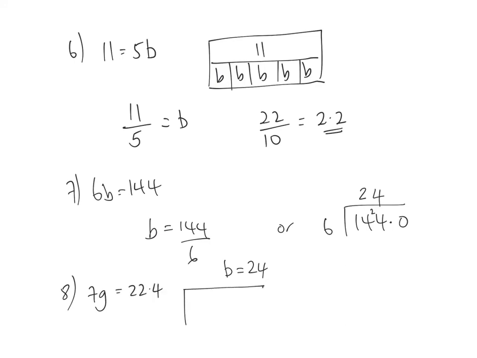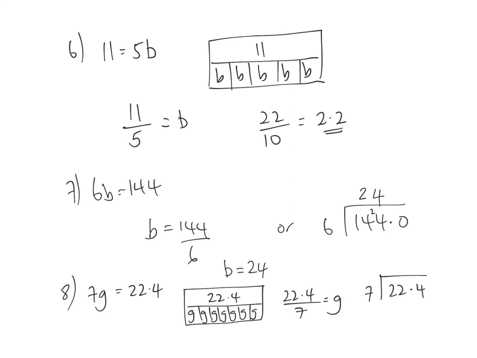For the next question, number 8, we have 7g equals 22.4. So then we can put that straight into a bar model. We can do that one a bit easier because there's only 7 g's underneath, so 22.4 on top, and then g written 7 times underneath. So therefore, g equals 22.4 divided by 7. And we can put that into our bus stop, 22.4 and then 7 on the outside. 7 into 22 goes 3 times, 21, one remainder. And then 7 into 14 goes twice, so g equals 3.2.